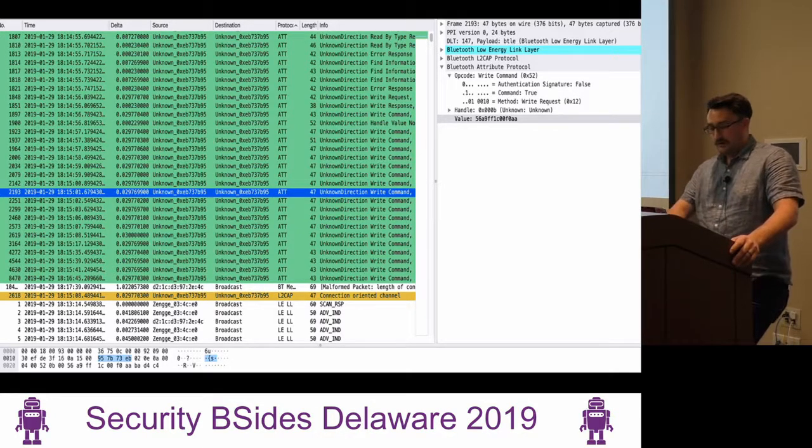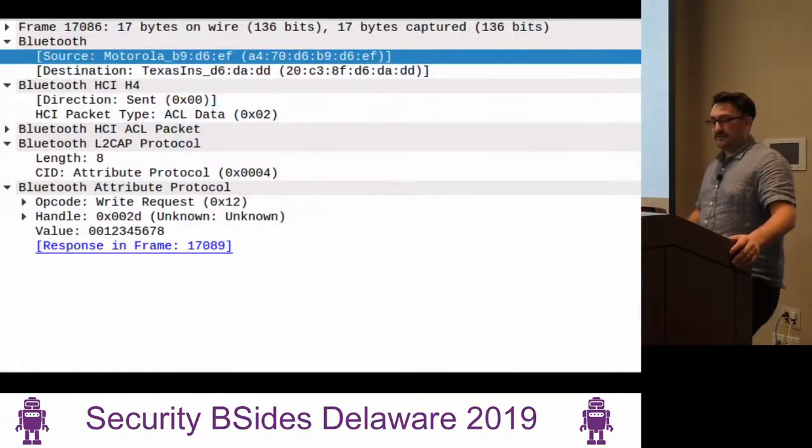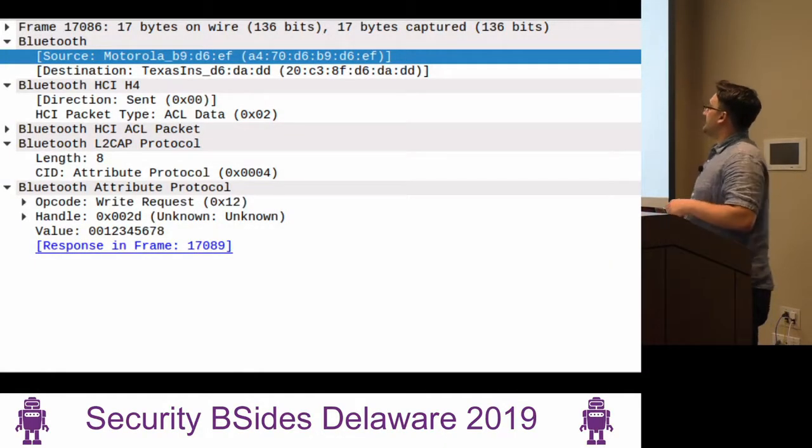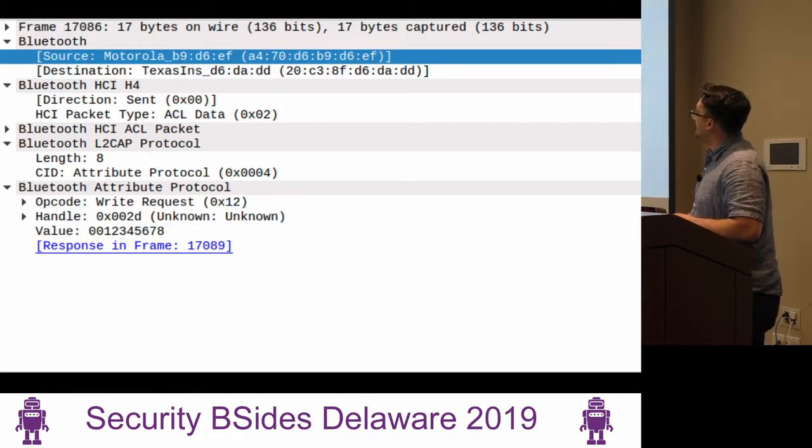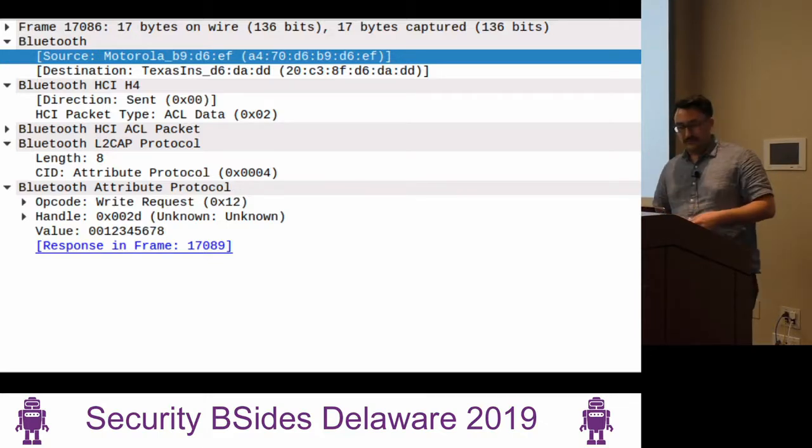So we got the attribute protocol. Then you're going to start to listen for when it writes to certain handles. So this is a really sophisticated smart lock. So we have my password, 1, 2, 3, 4, 5, 6, 7, 8, and I wrote it to the handle 0x002D.